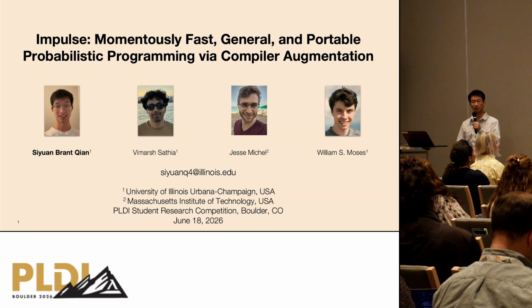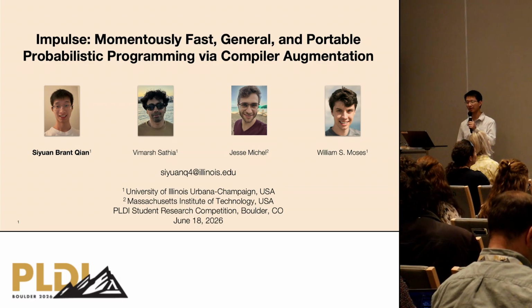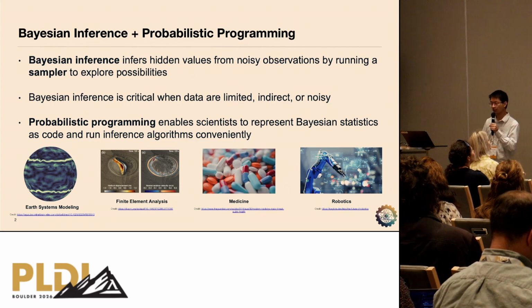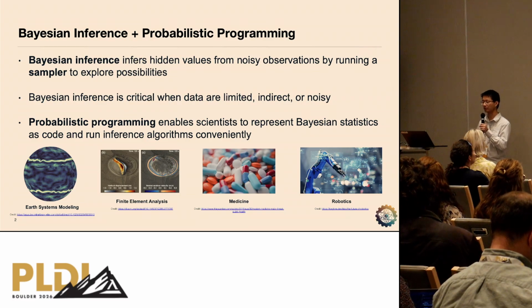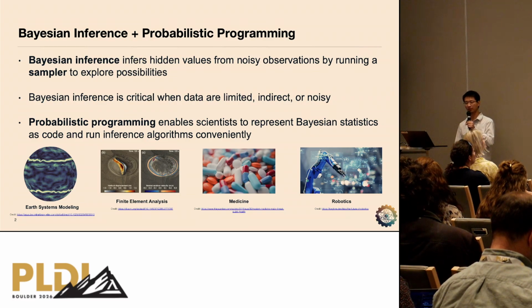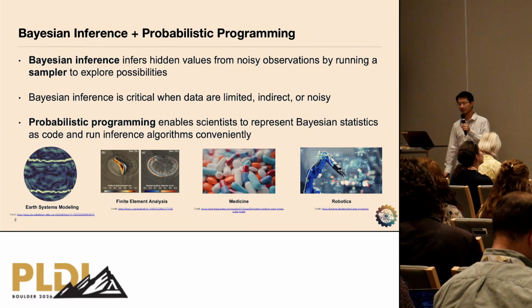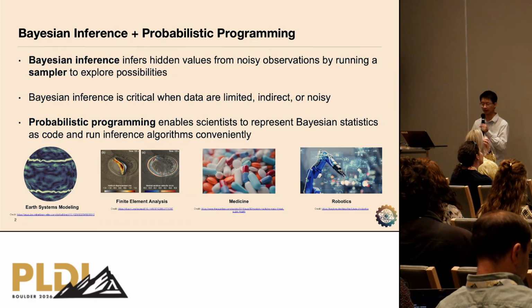I'm presenting the Impulse framework for momentously fast, general, and portable probabilistic programming via compiler augmentation. Bayesian inference is a very important tool that infers hidden values from noisy observations by running a sampler to explore possibilities. Bayesian inference is critical, especially when data are limited, indirect, or noisy. And probabilistic programming enables scientists to represent Bayesian statistics as code and run inference algorithms conveniently.